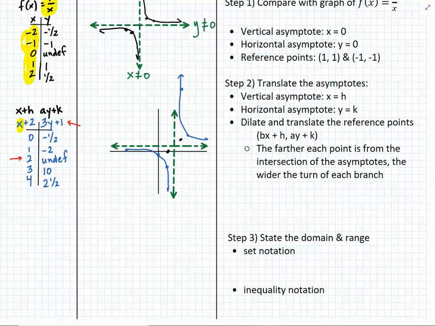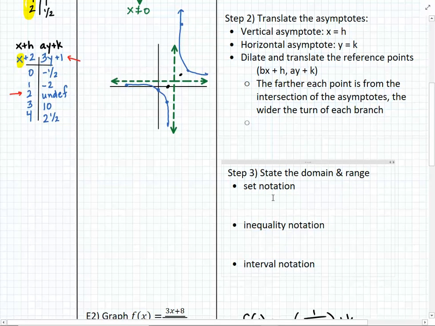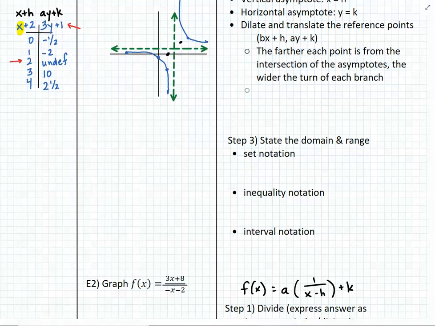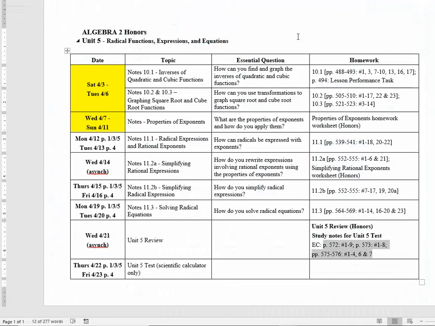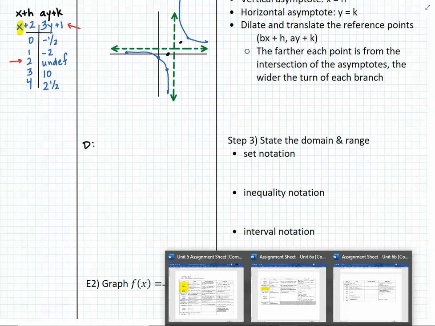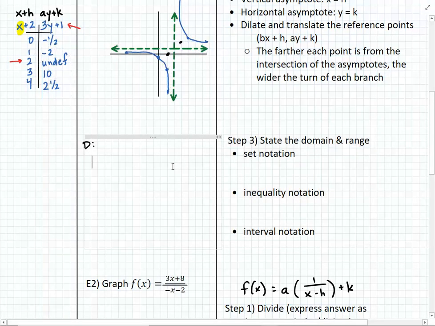And now just for the record, I think your homework's going to have you state the domain and range. It's going to ask you to do that in a number of different notations. People who are using the book, you're just going to state one of these notations. Be sure to pay attention to the instructions on the assignment sheet. On the assignment sheet, for people doing it in the book, you can just pick one of these 3 notations and just kind of vary it.